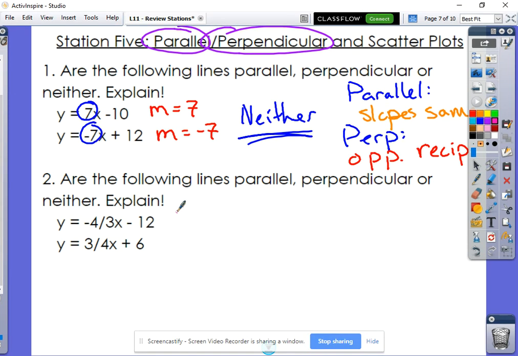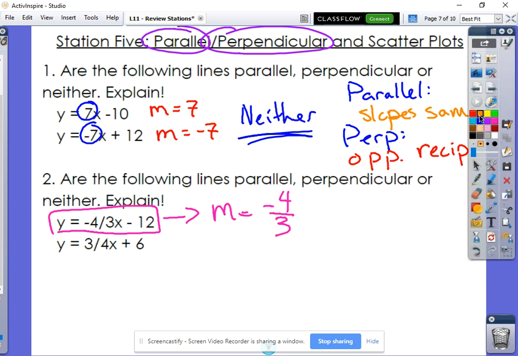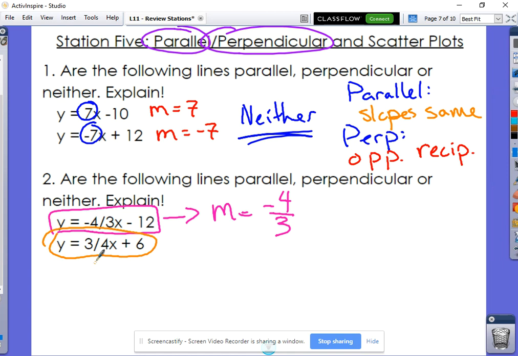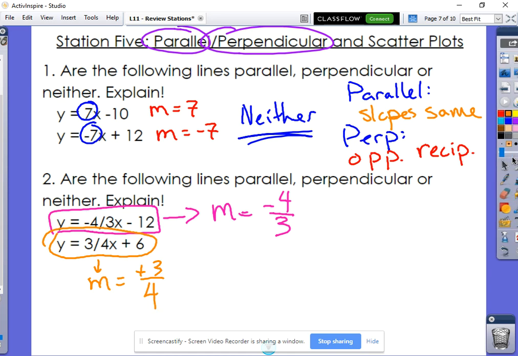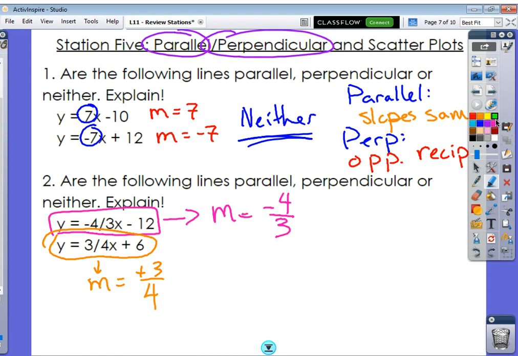All right, so hopefully for this first one, you're going to identify your slope. Your slope is negative 4 over 3. There's our slope there. For the second one, identify our slope of this second one here. That one right there is positive 3 divided by 4. So what do you think, parallel or perpendicular? Definitely in this case, let's see.